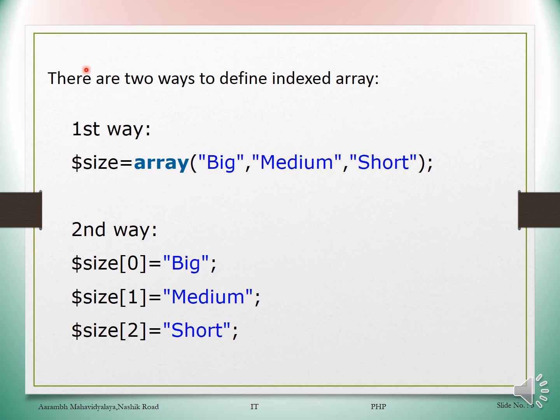The next one, there are two ways to define indexed array. First way, $size equal to array of big, medium, short. Here we have declared a 3 element array known as size. By using the array name size we have declared these 3 array elements. This is one of the types to declare the array. Another way to declare the array is $size[0] equal to big, $size[1] equal to medium, and $size[2] equal to short.